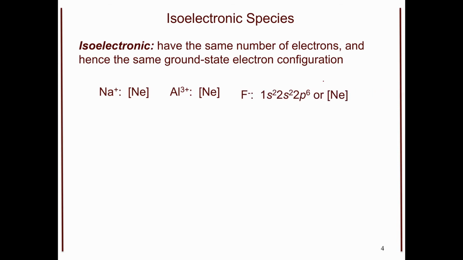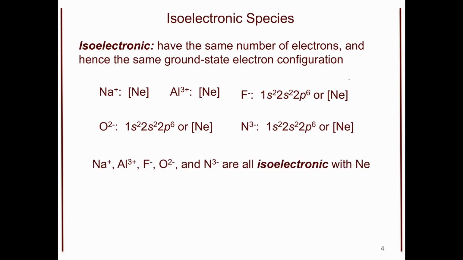If I look at fluoride, which is 1s2, 2s2, 2p6, which happens to be neon by gaining 1 electron, it also has the same electron configuration. Our oxygen 2-, our nitride 3-. The nice part about all of these is that they are considered isoelectronic. Iso prefix normally means same, electronic meaning electrons. They have the same number of electrons.